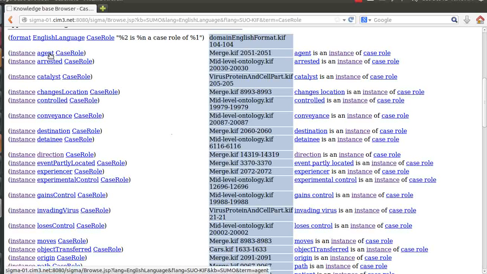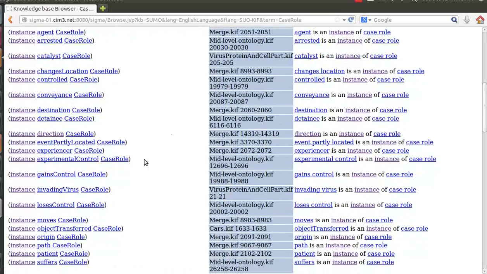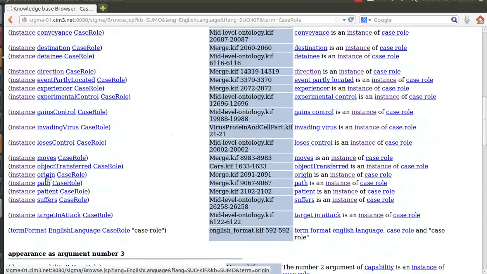So there's agent. Destination is very common. Changes location is not so common. Experiencer is quite common. Origin is also common. Path. Patient is nearly universal. In fact, there are also a lot of subclasses of patient. Object transferred is something that we should use more of. It's something I actually defined fairly recently in one of these domain ontologies in cars.kif.